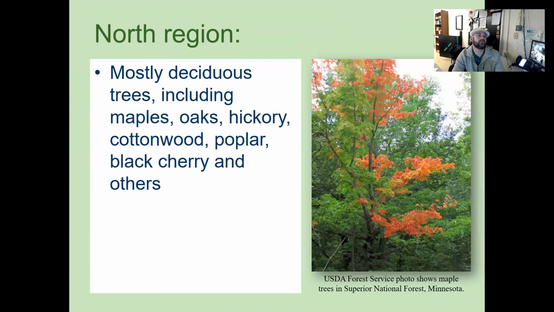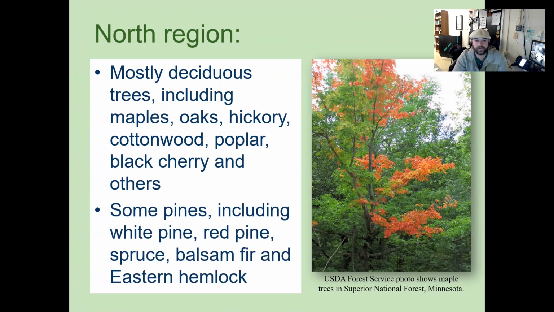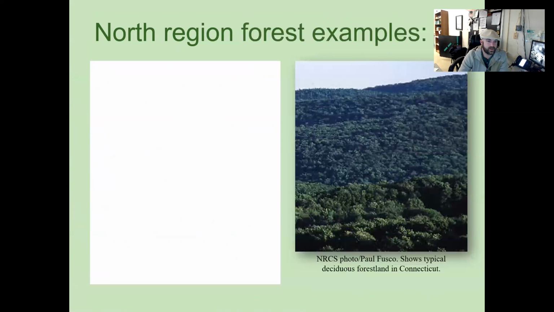So the northern region is mostly deciduous trees, including maples, oaks, hickory, cottonwood, poplar, black cherry, and others. And if you're up here in the Pennsylvania area like I am, this is the area that we live in, up in the northern region. There are also some pines, including white pine, red pine, spruce, balsam fir, and eastern hemlock.